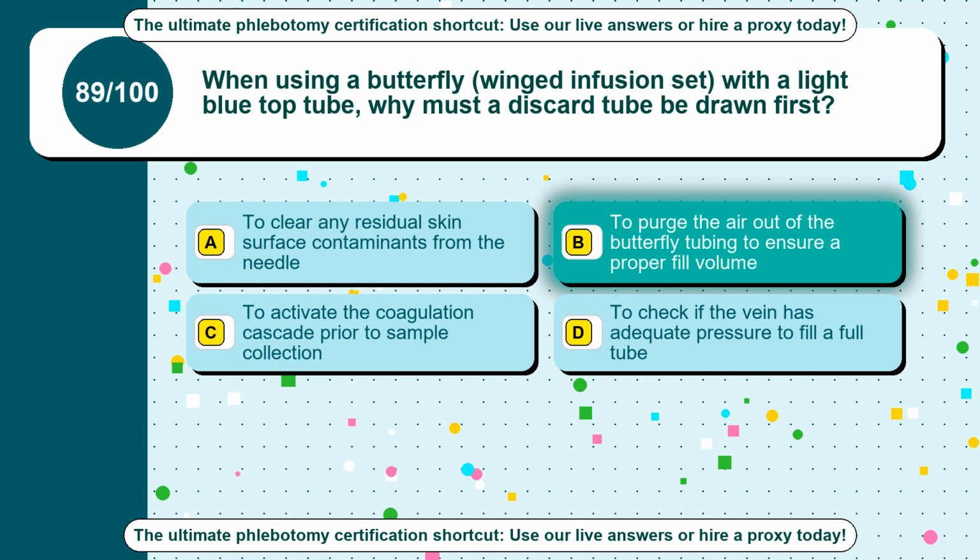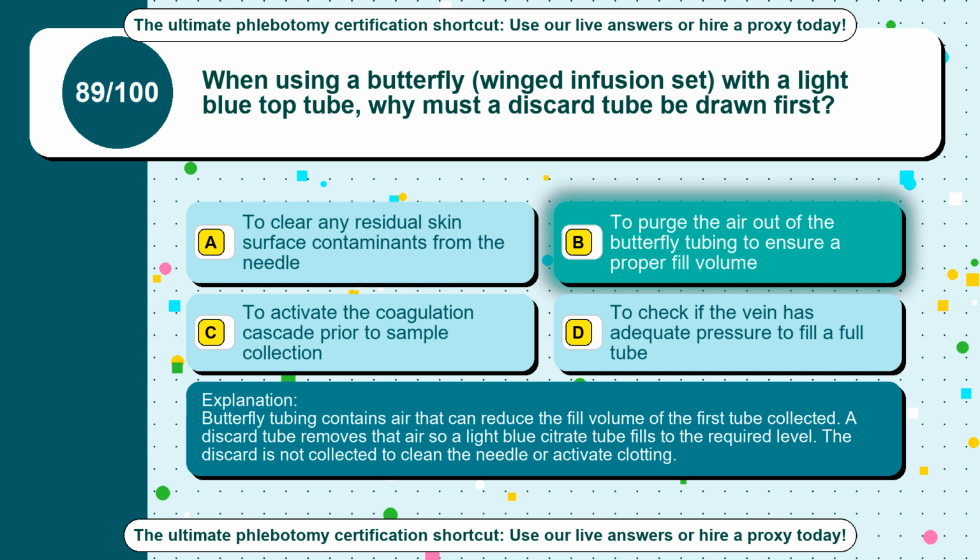To purge the air out of the butterfly tubing to ensure a proper fill volume. Butterfly tubing contains air that can reduce the fill volume of the first tube collected. A discard tube removes that air so a light blue citrate tube fills to the required level. The discard is not collected to clean the needle or activate clotting.